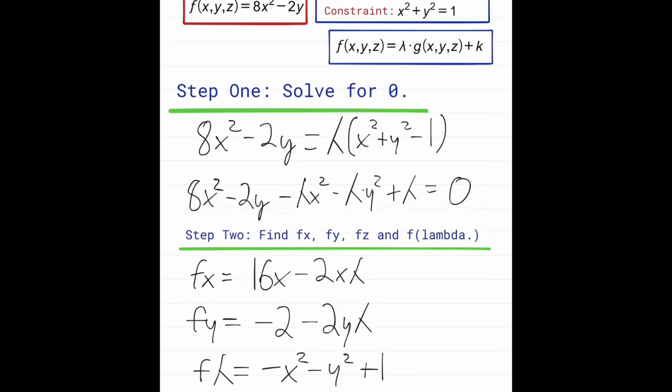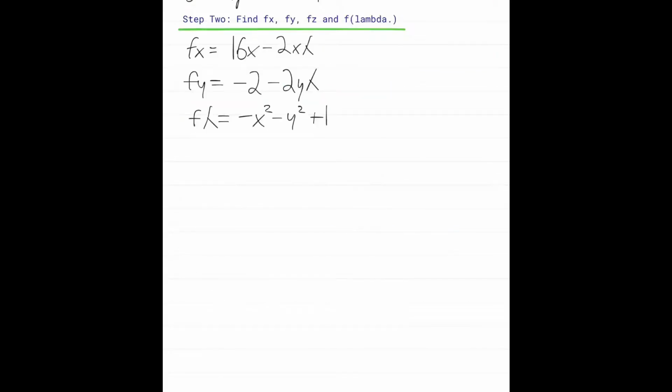And now we have steps 1 and 2, so we move on to step 3. Now that we have our partial x, partial y, and partial lambda, we can use them as a system of equations and use these equations to solve for each variable. The first one we usually solve for when it comes to Lagrange multipliers is lambda, and in doing so, we can use the equation from partial x.